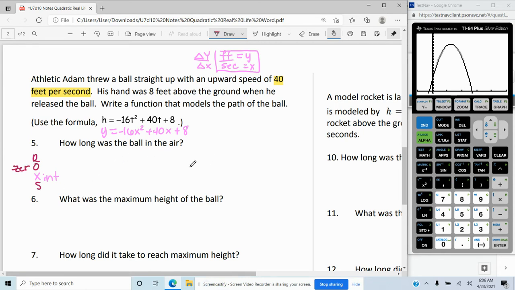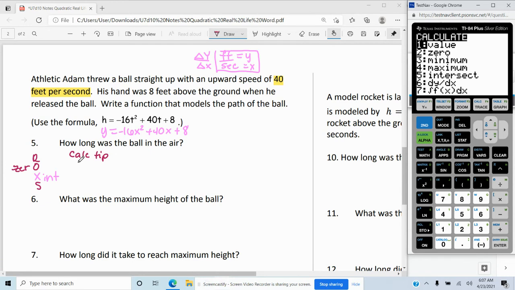Here's a calculator tip. Calculator tip for today is, you want to hit second, trace. I think it's second trace. Yeah, second, you want to hit trace, and look what you have right there, 2 for zero. They're not talking about the number 0, they're talking about the x-intercept, zero. And that's exactly what we wanted. So I hit the button second, I hit the button trace, and I hit the button 2, and that will get me my option for zero.